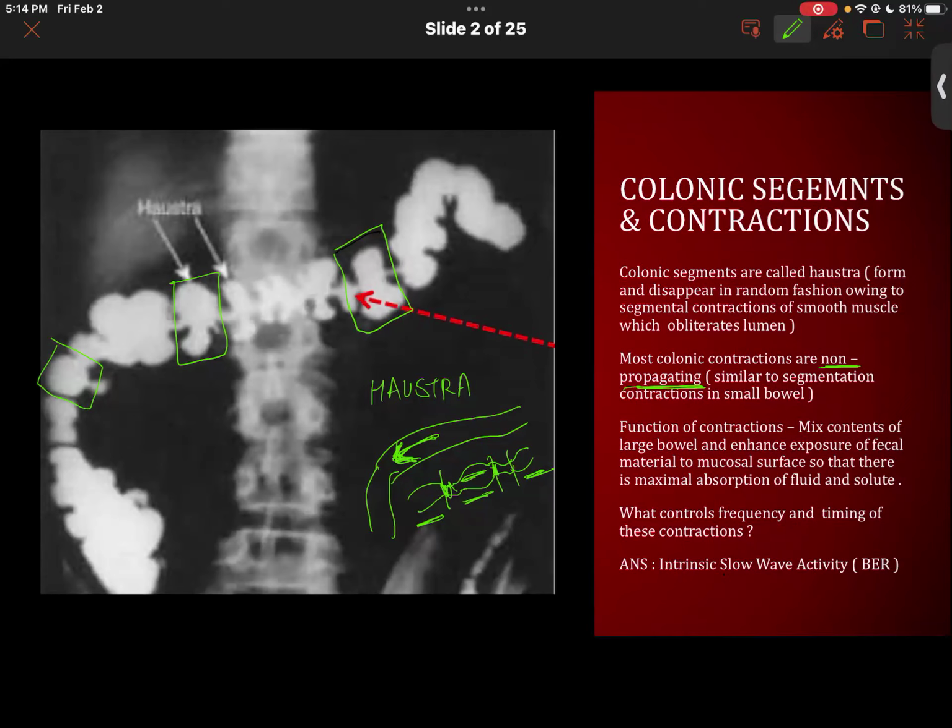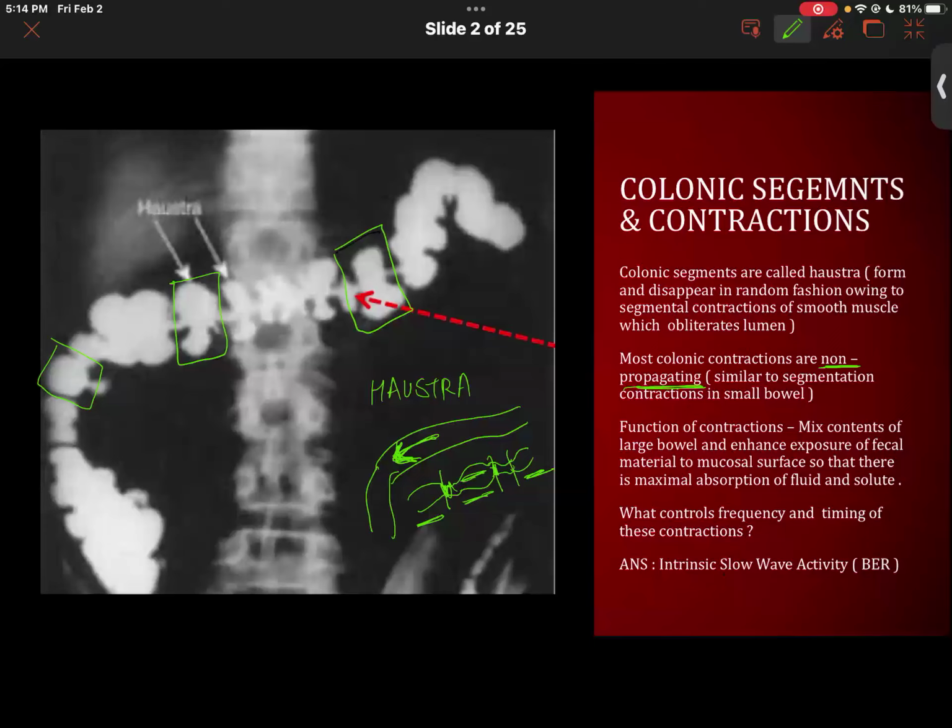So why do we have contractions? As I said, it's to mix the contents of the large bowel and enhance exposure of fecal material to the mucosal surface of the large intestine so that there is maximum absorption of fluid and solute. The non-propagating contractions obviously mix the contents because they're not going anywhere, they're just getting mixed. And it also enhances the exposure to the mucosal surface for absorption.